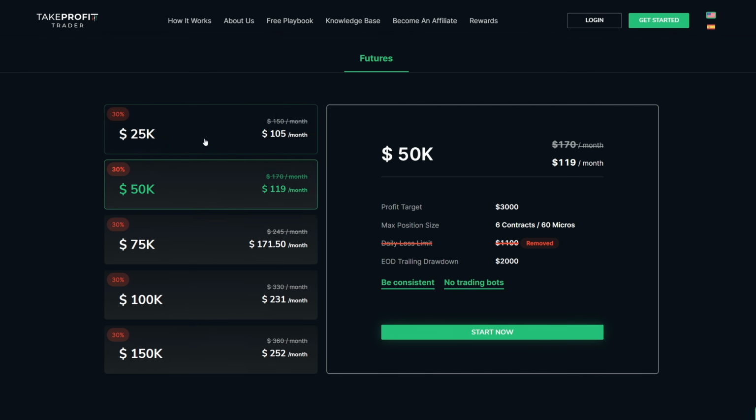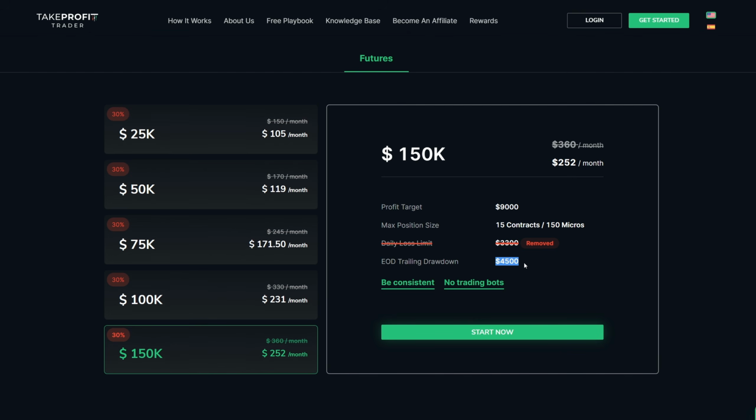As we look at the buffer zone, we're going to start off with a 25K account. Right now, you can get it for $105. You can see the end of the day trailing drawdown is $1,500. So whatever the drawdown amount is, that is your buffer zone. With Take Profit Trader, anything above and beyond $1,500 is your money to withdraw out of the market. If you're trading the 50K account, the buffer would be $2,000 since that's the end of the day drawdown. The account that I trade, that I love with Take Profit Trader, is the 150K account. So I can start withdrawing from the pro account once I'm over the $4,500 buffer zone.